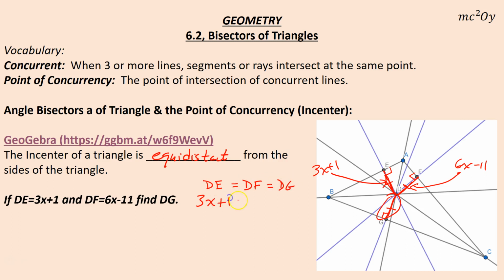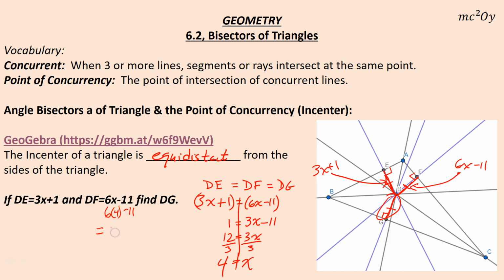So 3x plus 1 for DE has to equal 6x minus 11, which is what DF is. Okay, and we do the math here. We subtract 3x over. We'll end up with 3x minus 11 equals 1. Add the 11 over, we get 12 equals 3x. Divide by 3, and we get x is 4. That means the measure of DF is 6 times 4 minus 11. It's 24 minus 11, also known as 13.